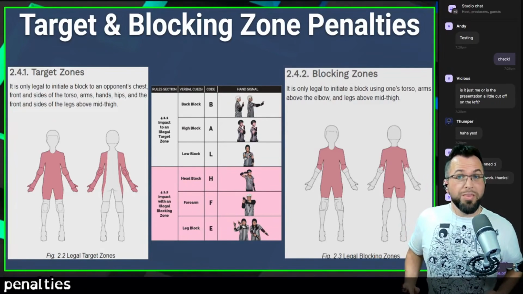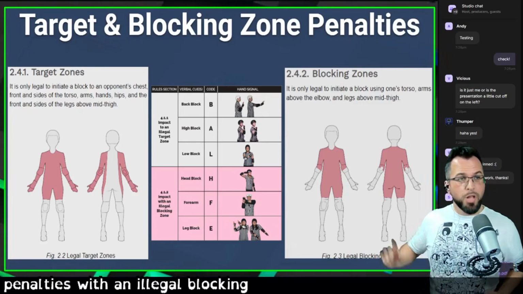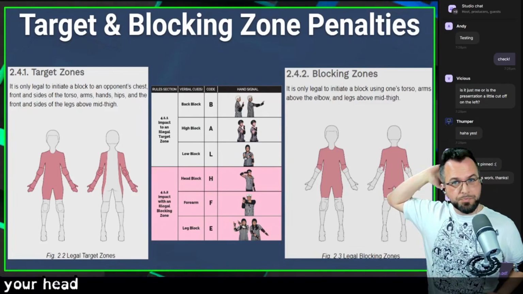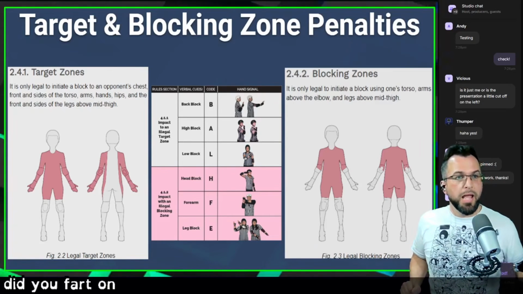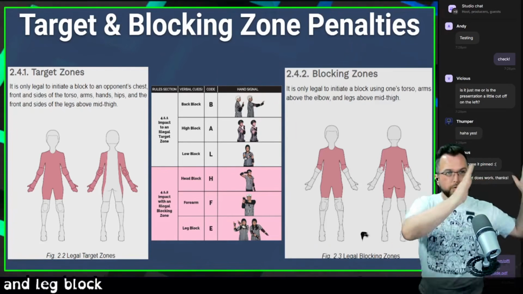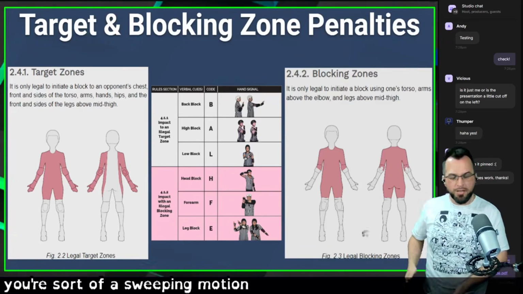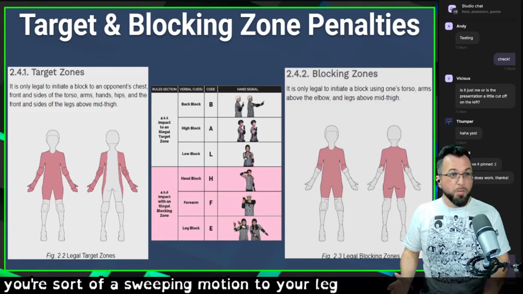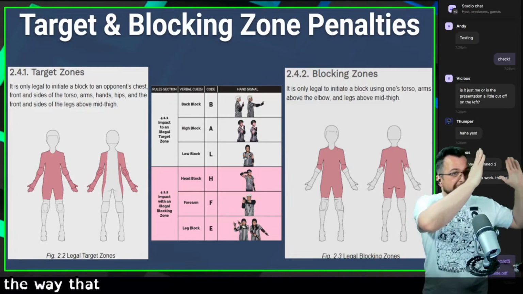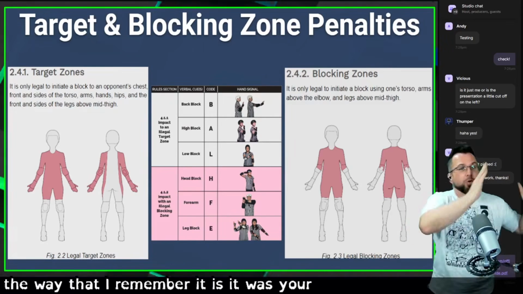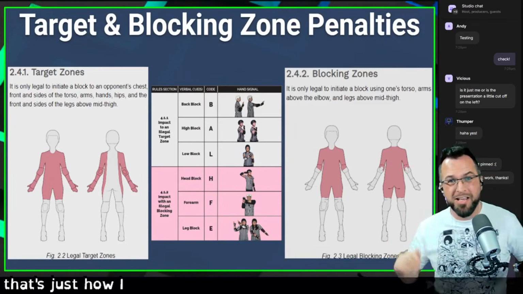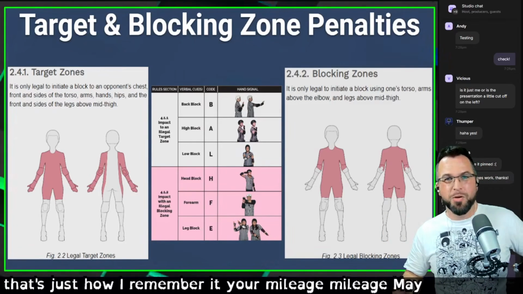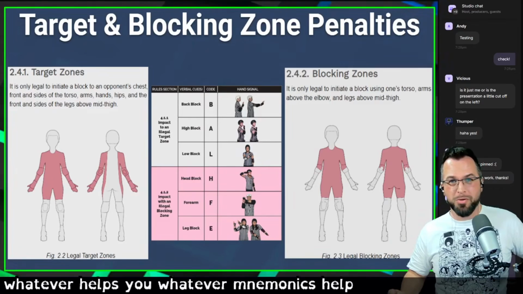Penalties with an illegal blocking zone: head block, tap the back of your head. Forearm, touch your forearm. And leg block, which is sort of a sweeping motion to your leg. The way that I remember it is it was your freaking leg. It was your leg that did the thing. That's just how I remember it. Your mileage may vary. Whatever mnemonics help you remember what the things are.